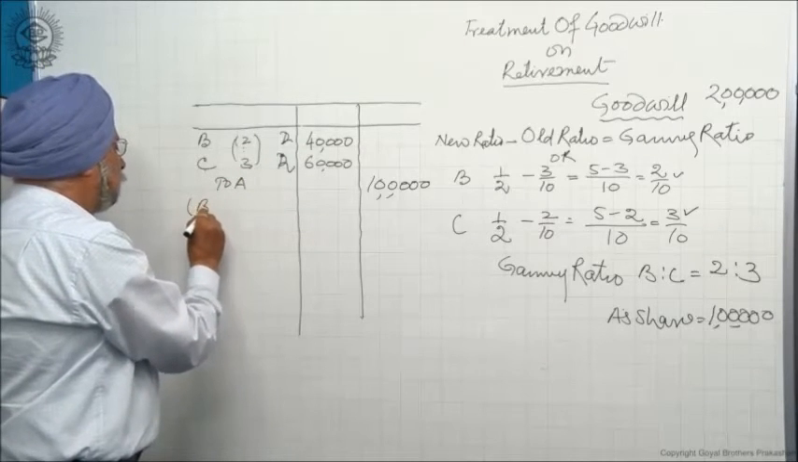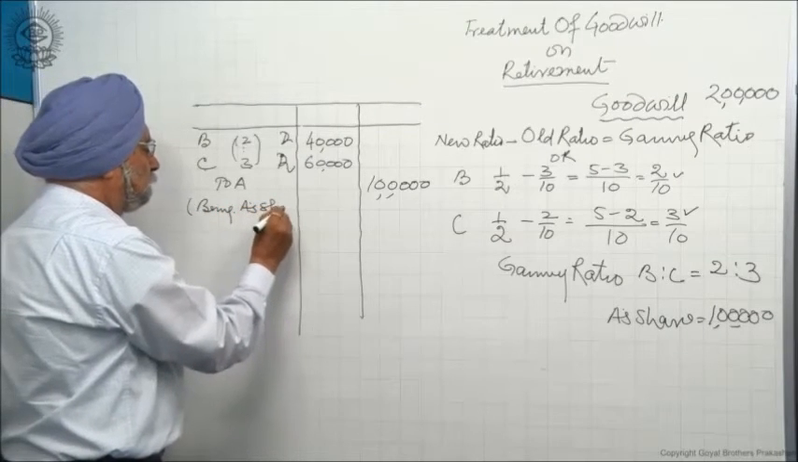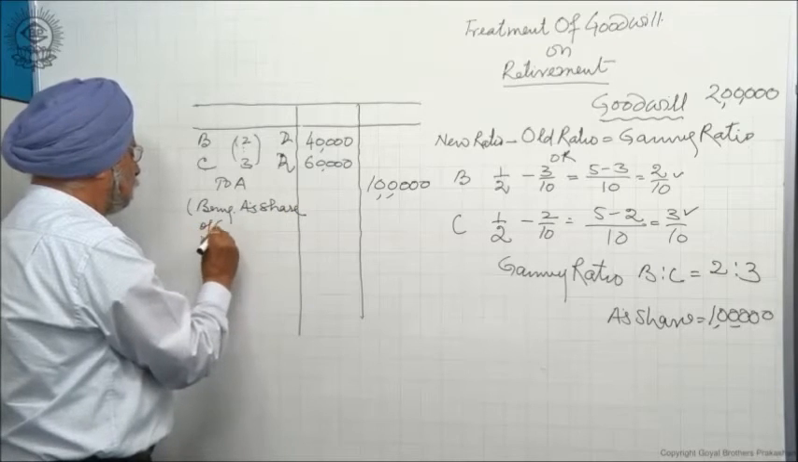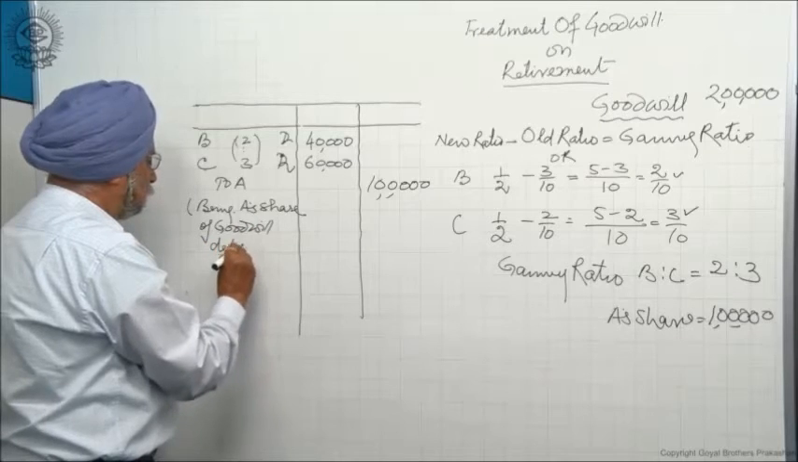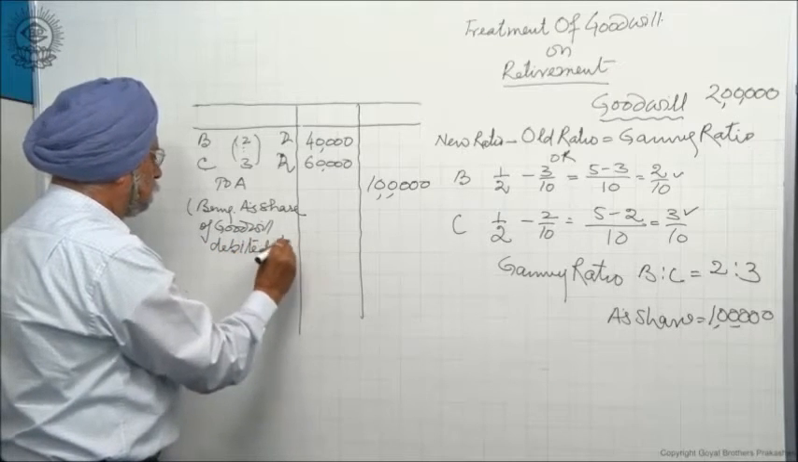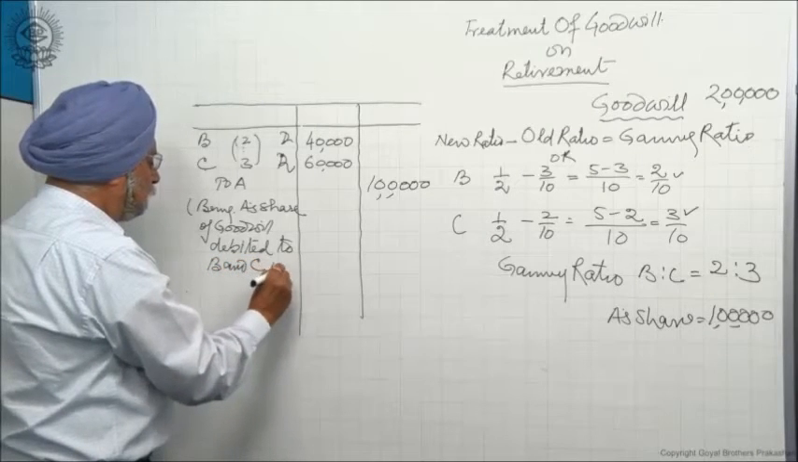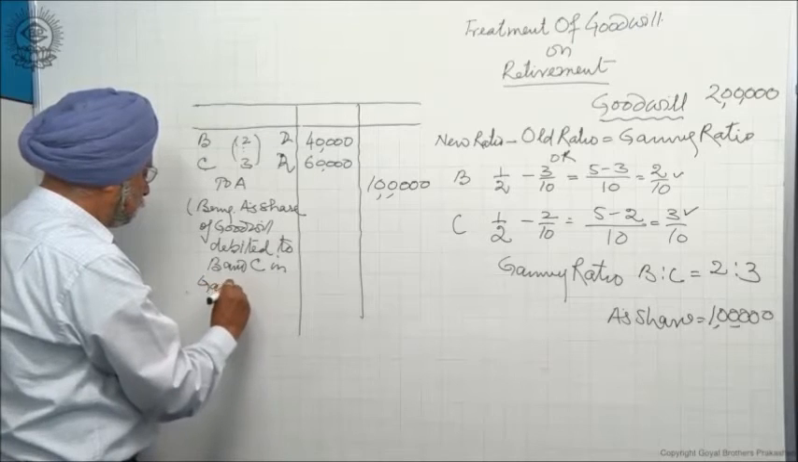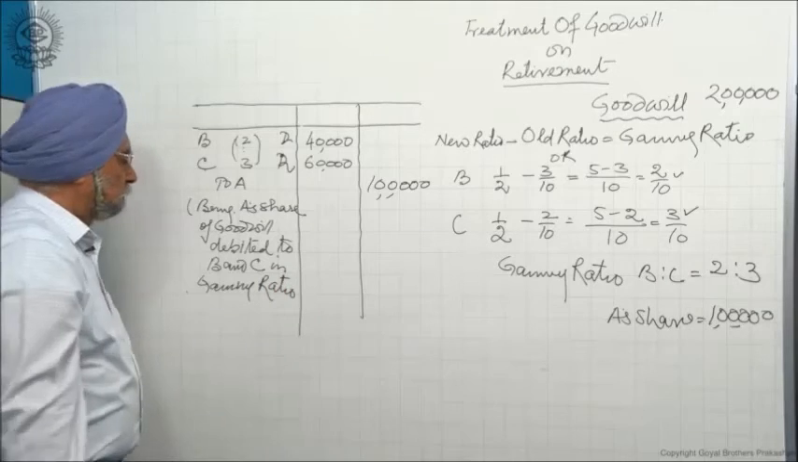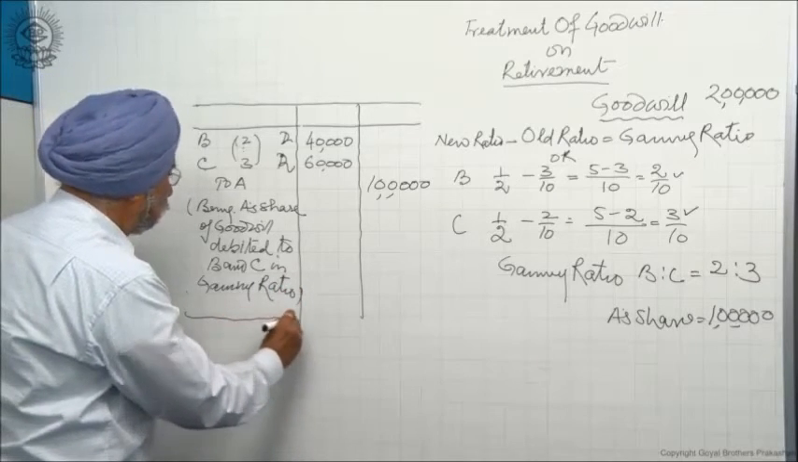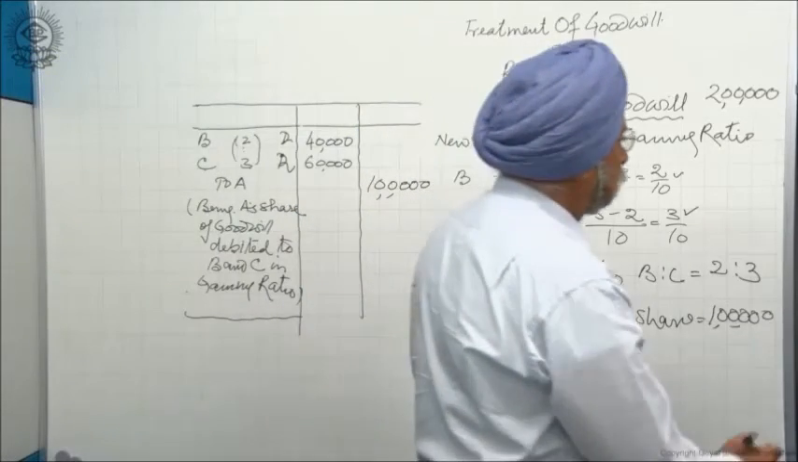Narration the same, being A's share of goodwill debited to B and C in gaining ratio. This is the journal entry. This is the treatment for goodwill when the new ratio is given.